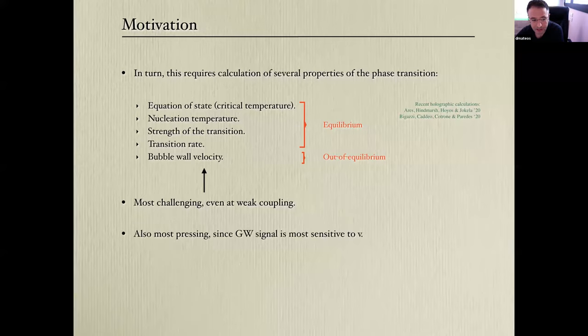But it turns out that not only is this the most challenging parameter to compute, but in fact, it's very pressing because the gravitational wave signal is extremely sensitive to this velocity. It's more sensitive to v than to some of the other parameters. So what I would like to do in this talk is to explain how to use holography to compute this bubble wall velocity in strongly coupled gauge theories that have a gravity dual.